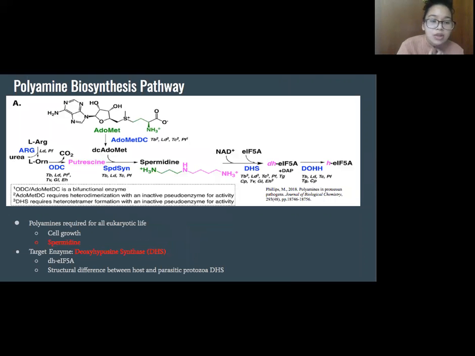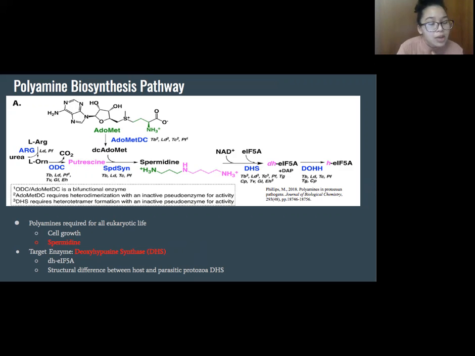So I began looking for pathways and enzymes that are important in Trypanosoma brucei, and I came across the polyamine biosynthesis pathway. Polyamines are polycationic organic amines that are required for all eukaryotic life. So they're important for cell growth. Spermidine, for example, is a polyamine that is essential in translation, transcription, modulation of chromatin structure, and ion channel function. So it's very essential in the parasitic protozoa.